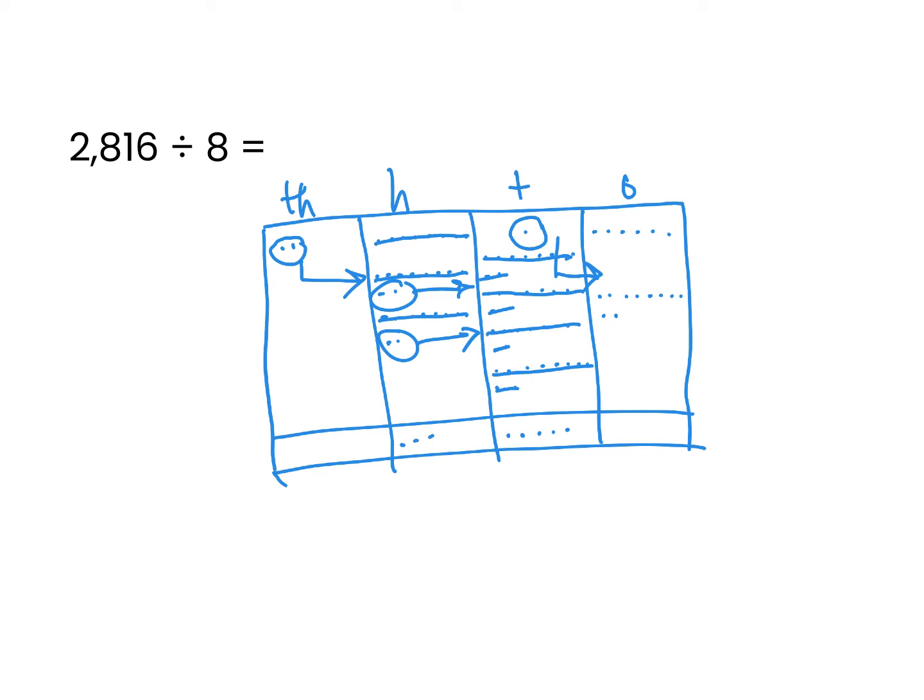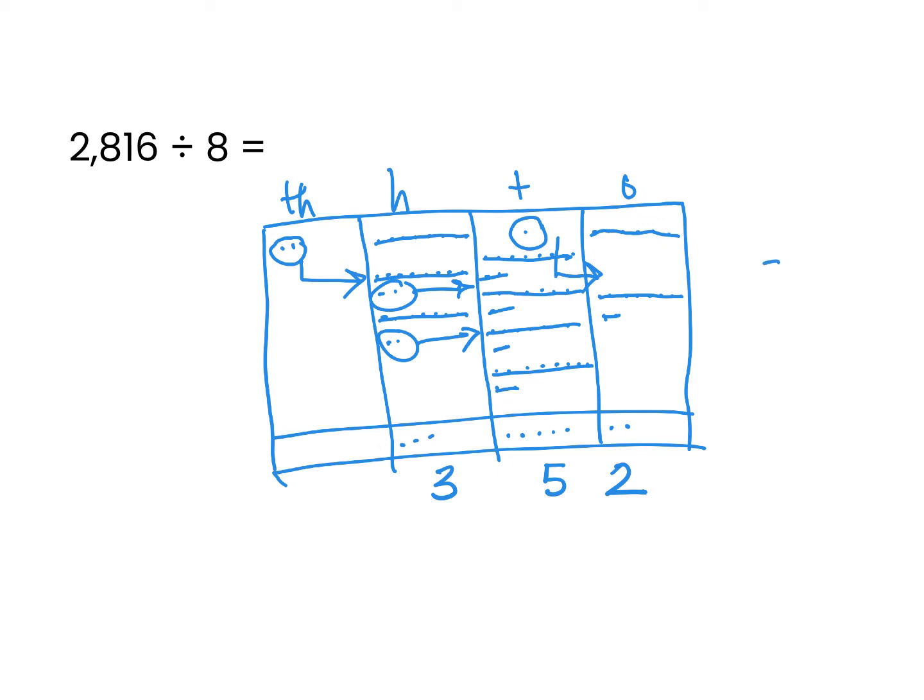Alrighty, so I'm going to go through there. 1, 2, 3, 4, 5, 6, 7, 8. There's a group. And 1, 2, 3, 4, 5, 6, 7, 8, there's another group. It's nice when they all work out evenly, isn't it? So I have 3 hundreds, 5 tens, and 2 ones. So your answer should have been 352.